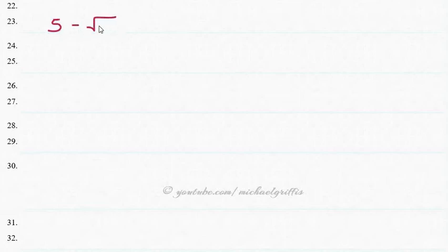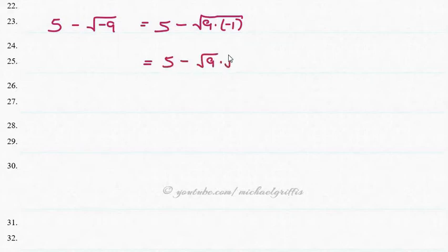5 minus the square root of negative 9 can be rewritten as 5 minus, now remember, this is the square root of 9 times, I'm going to say, negative 1. We can break that up as 5 minus the square root of 9 times the square root of negative 1, which equals 5 minus the square root of 9 is 3. And what is this? i. So 5 minus 3i.